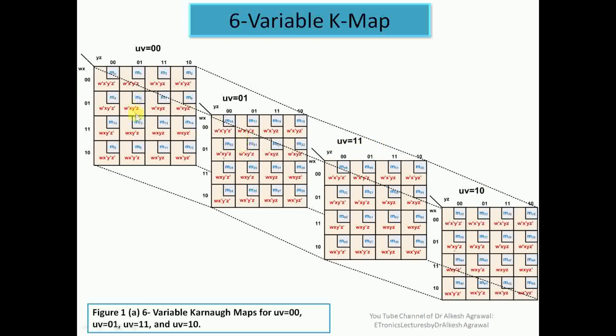The third important thing is, all these maps are assumed to be overlapped with each other. That is, this map is overlapped over this map. The UV equal to 11 map is assumed to be overlapped with UV 01, and UV 01 is assumed to be overlapped over the map UV equal to 11, and they are also assumed to be in circular position. That is, this is first, this is second, this is third, this is fourth, and then again comes the first map.